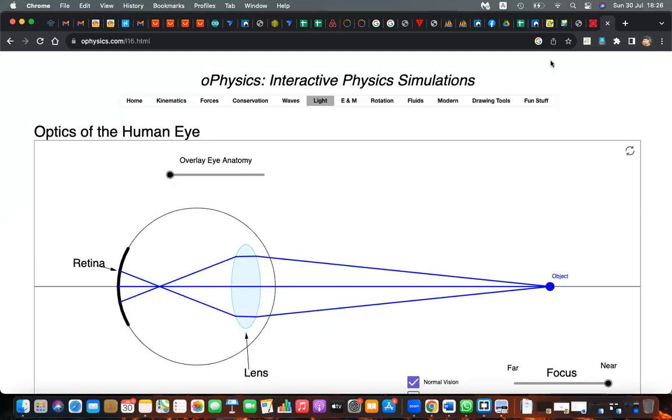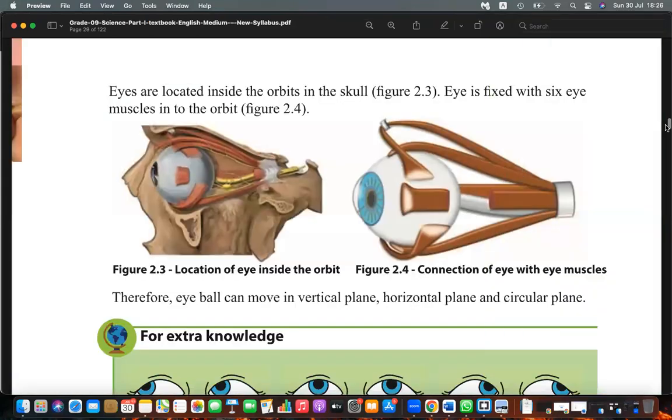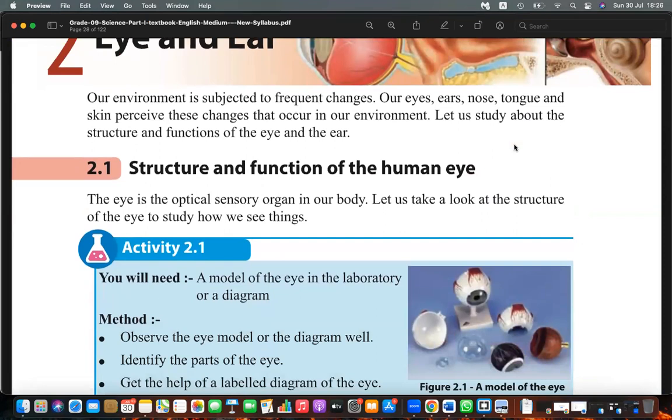Okay, let's start the discussion. What we need to discuss under chapter number 2 in our science book is about the human eye and ear. First of all, we need to discuss its structure, as well as its functionality, how it works: structure and functionality.